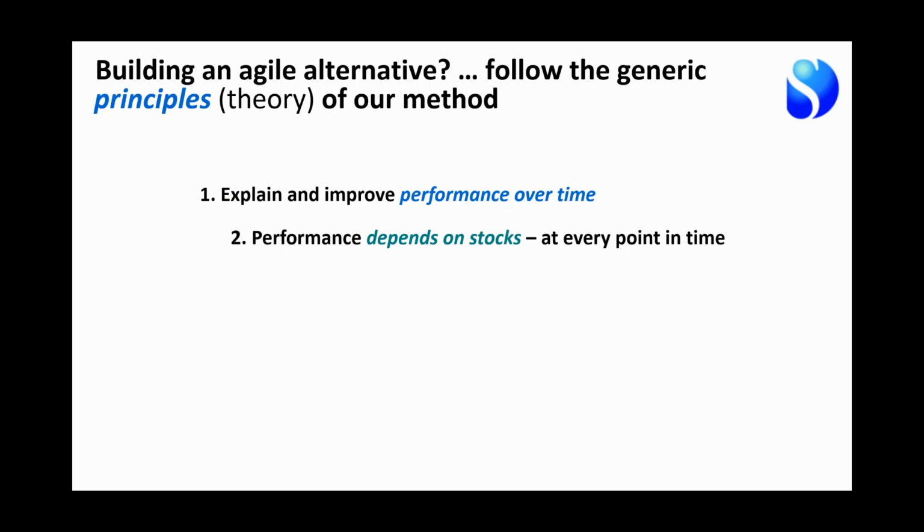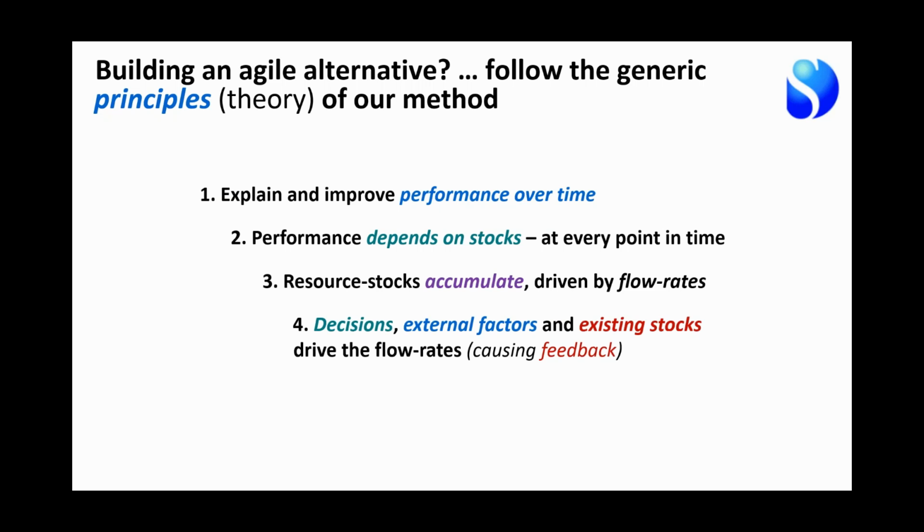The second principle, though, is that performance depends at every point in time on the level of some of the stocks in the system. I'll demonstrate what I mean by this in a moment. The third principle of our method is that those resource stocks accumulate, and those accumulations are driven by flow rates. So the last thing we want to explain is the flow rates, and those are driven by the decisions that we make, like hiring or adding capacity, by external factors like competition and customer demand, and by existing stocks.